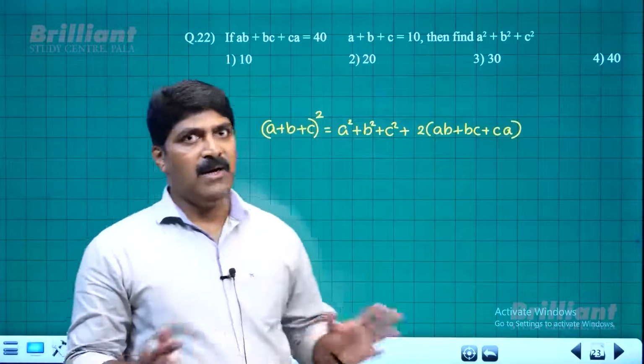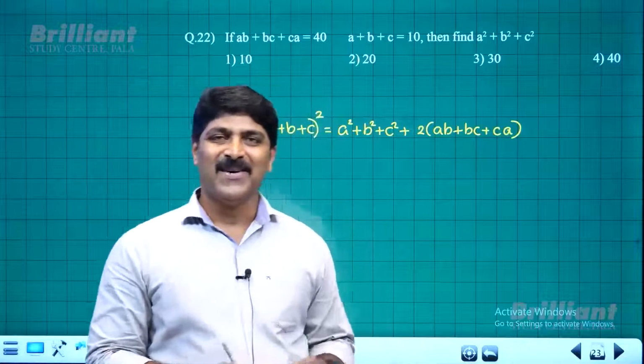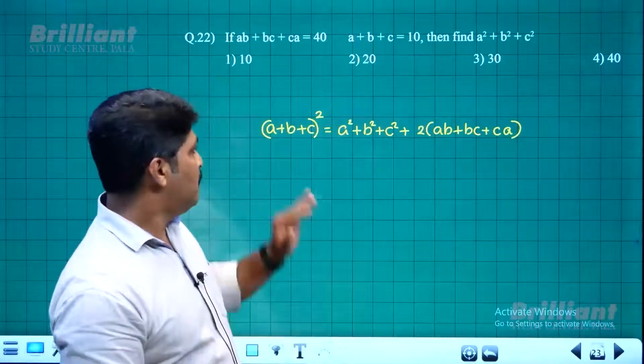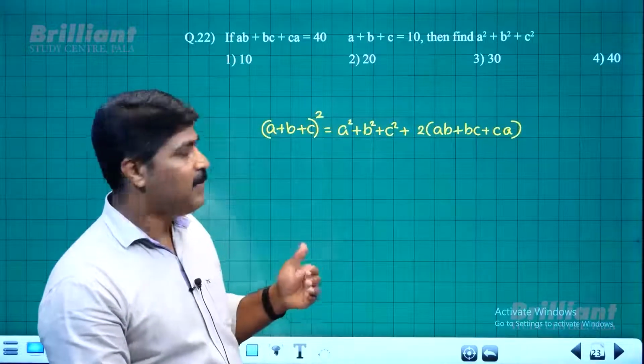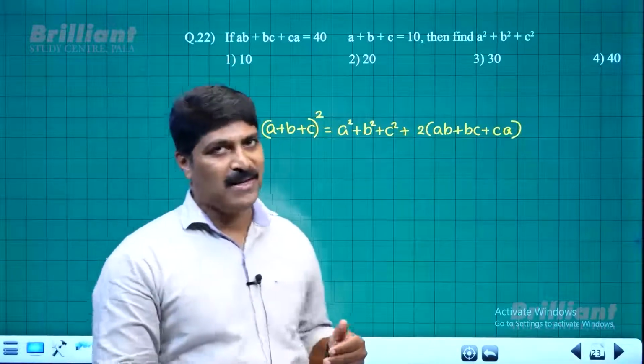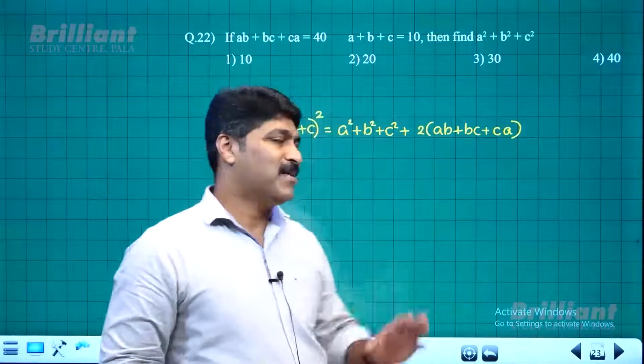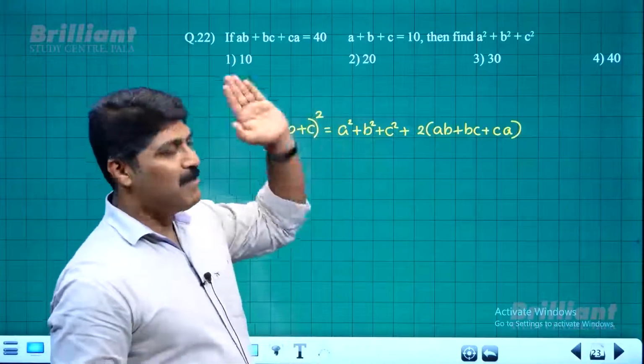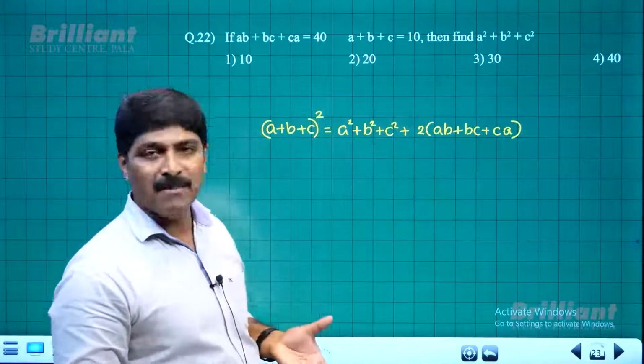I hope you are all well aware of A plus B the whole square. That's a quite common identity. So this contains 3 terms. Therefore A plus B plus C the whole square is A square plus B square plus C square plus 2AB plus 2BC plus 2CA. We can take that 2 as common.